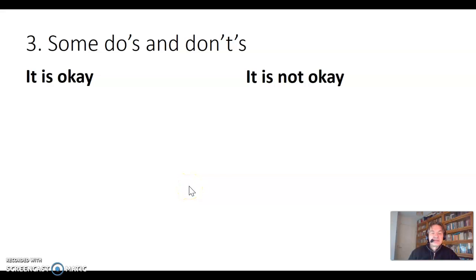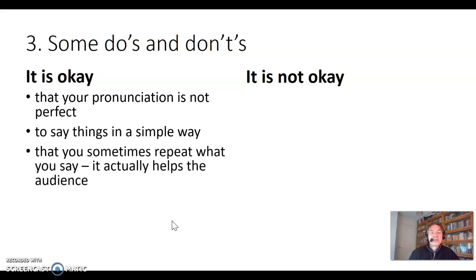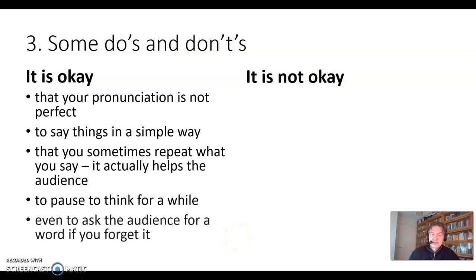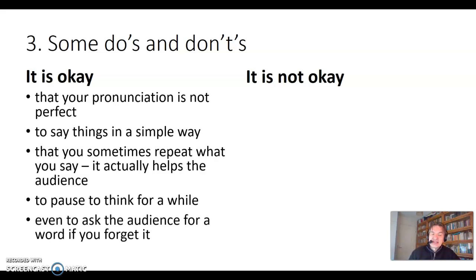Some do's and don'ts. It's okay that your pronunciation isn't perfect. It's okay to say things in a simple way. It's okay that you sometimes repeat things that you say, because actually that helps the audience. If you say everything only once, it's very difficult for the audience to follow, particularly if you speak fast. It's okay to pause to think for a while, but if you practice well, you don't have to pause to think in the wrong places.